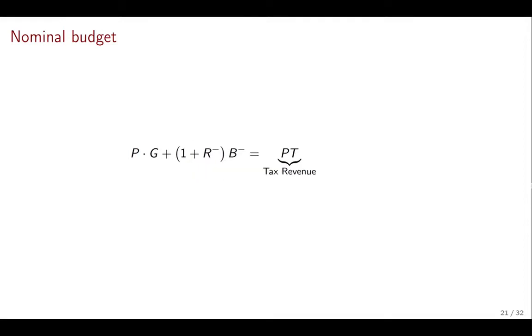Then on the income side, we have, just as we had before, the taxes. Now T is going to be expressed in real terms, so we need to multiply it by the price so that we get it in nominal terms.